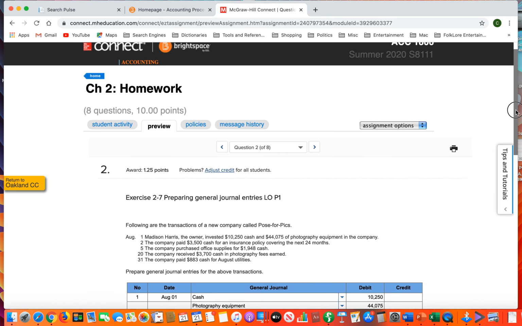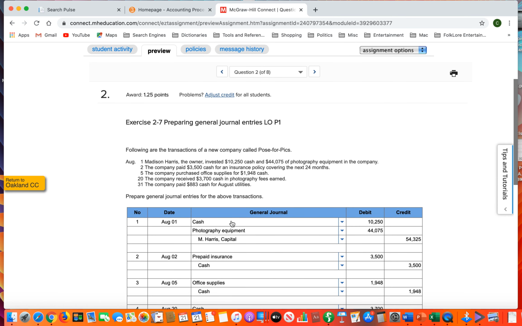Well, let's take a look. You see that? Debited cash, debited equipment, and you credited capital, which is the sum of these two. Now, you could have done them separately. You could have said you debit cash and then credit capital for the same amount, $10,250, then debit equipment and credit capital. But the most efficient way is to combine it all into one journal entry. This is one journal entry here. It has two debits and one credit, and they equal each other. These two debits equal this credit.